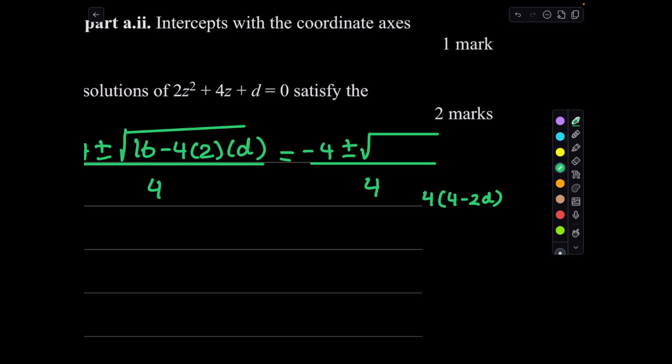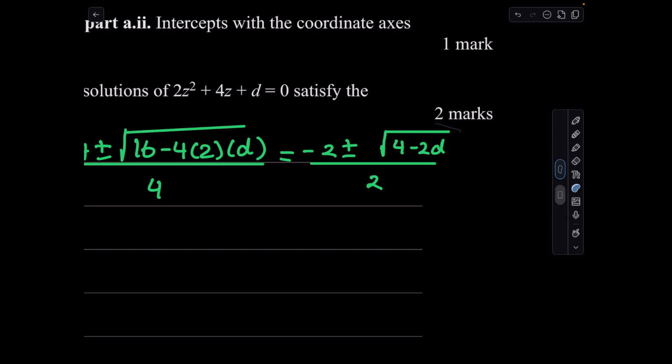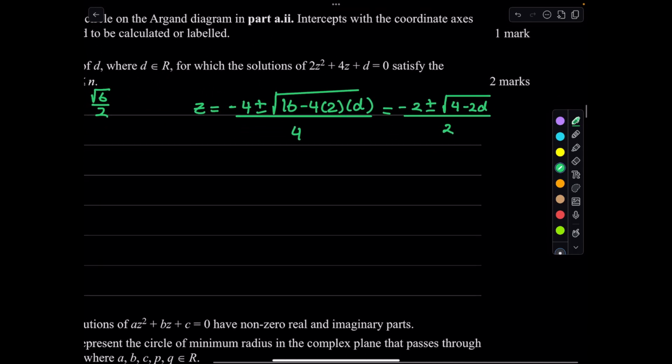So, and then of course, you take the square root of 4, that 4 outside is going to be basically 2 square root 4 minus 2d. And then you can simplify this further, because now there's a common factor of 2. You can make this a 2 here, and make this a 2 here. So it's getting simplified. And of course, overall, this is our solution.